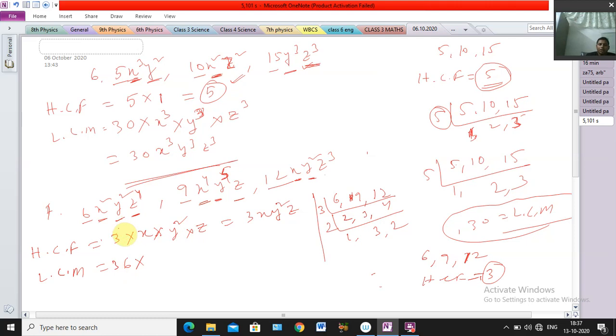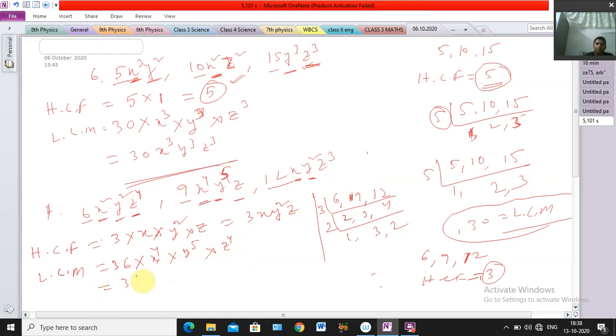Next, if there is any common portion, we can do it directly. The highest power will be taken for the LCM. That is the better process. So for the highest power, see here x square, x to the power 4, x. Which one will we take? x to the power 4. For y, here y square, here y to the power 5, here y square. We take y to the power 5. Here z to the power 4, z cube. Which one will we take, sir? z to the power 4.